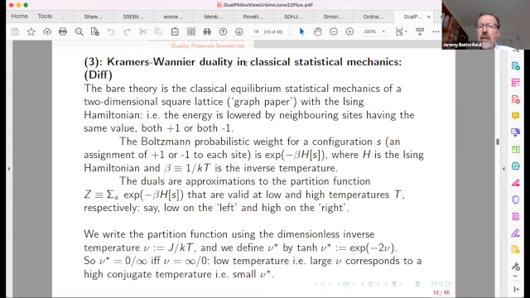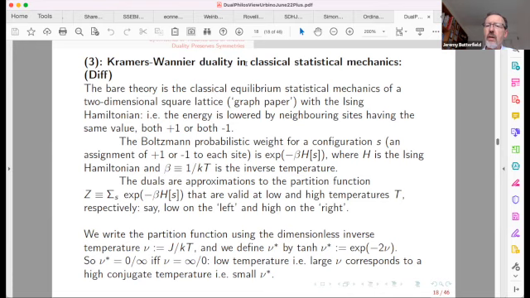But for a configuration S, which is an assignment of +1 and -1 to each site, the Boltzmann probabilistic weight for a configuration is given by this famous Gibbs-Boltzmann formula of e to the minus beta H of the configuration S, where beta is 1 over Boltzmann's constant times the temperature. So that's the Bare theory. The duals are approximations to this full theory, which express the partition function, the sum of those Boltzmann weights, in a way that is valid at low temperatures and at high temperatures.